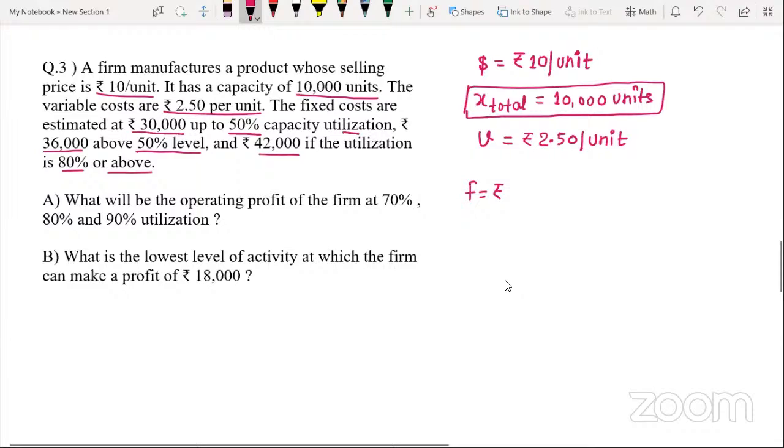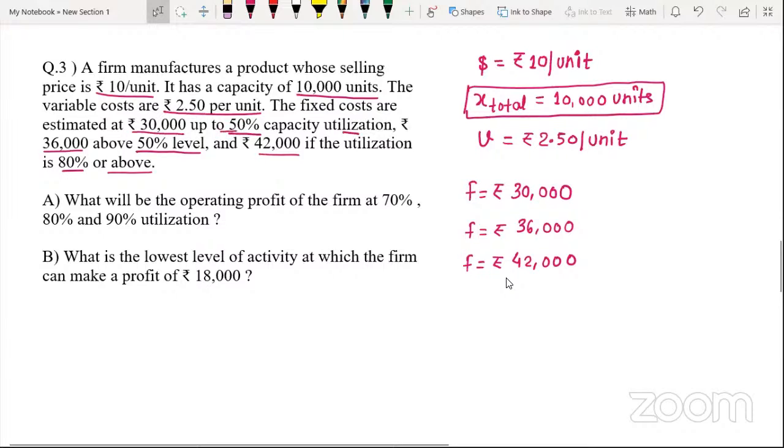They are saying that the fixed cost is rupees 30,000 in the first case. They are saying that the fixed cost can also be 36,000. Okay, it can also be 36,000. And they are saying that the fixed cost can also be rupees 42,000. Okay, it can also be rupees 42,000. So what does it mean?